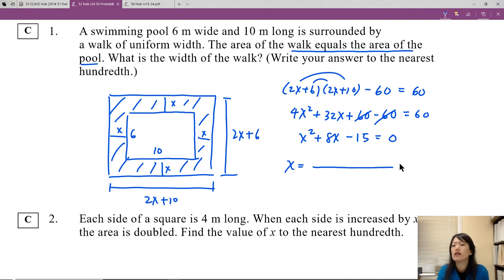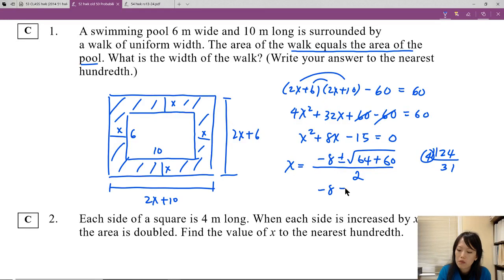Quadratic formula. Okay, so it's negative 8 plus or minus the root of b squared, so 8 times 8, 64, minus 4ac, so plus 4 times 15, which is 60, over 2a. Simplify, root 124 has a 4 in it, so that's our perfect square. Take out the 2. So I have negative 8 plus or minus 2 root 31 over 2. Everybody divide by 2, you'll get negative 4 plus or minus root 31.